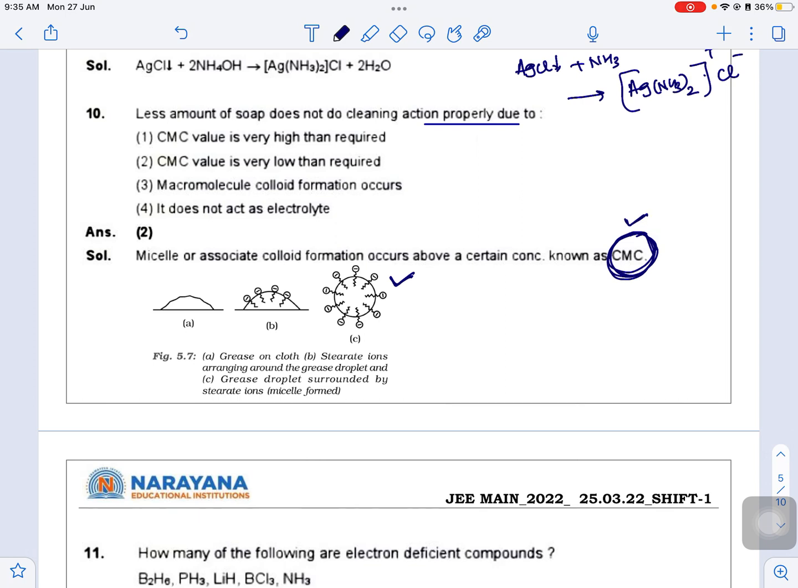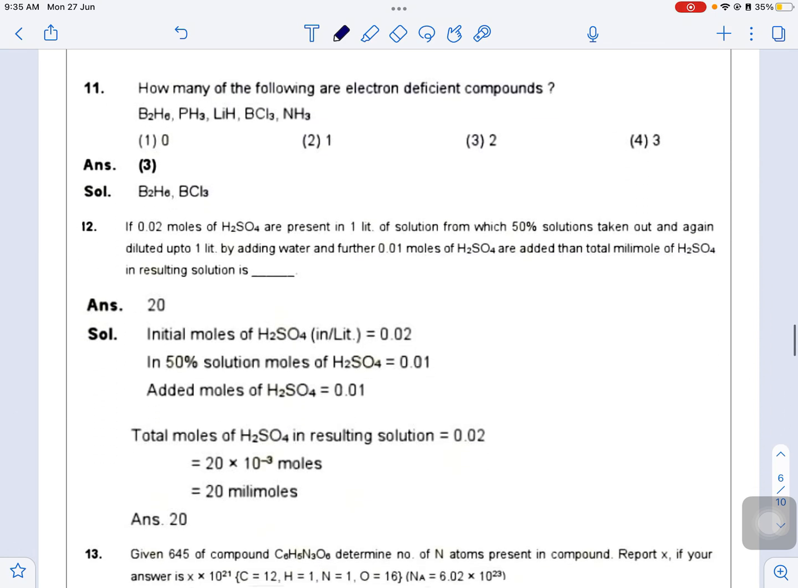After that concentration only it can form micelles that bind to the dirt particles, and an emulsion is formed that will be removed by water, along with the soap, into the water. Therefore, the soap can act as a cleansing agent above CMC only. So at low concentration, when the concentration of soap is less than the CMC, it cannot act as a cleansing agent. So the concentration should exceed CMC.